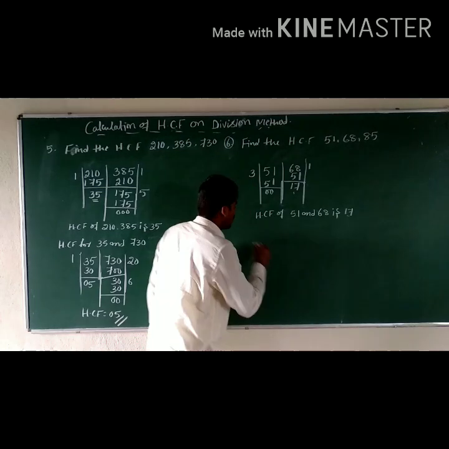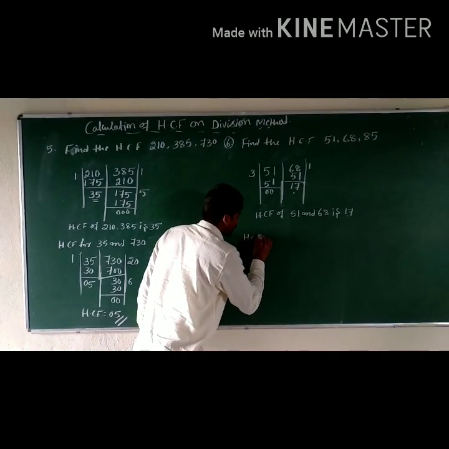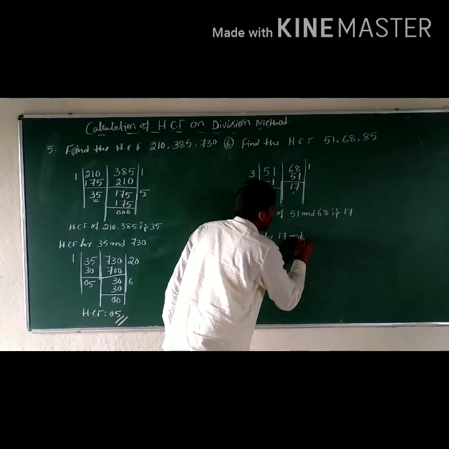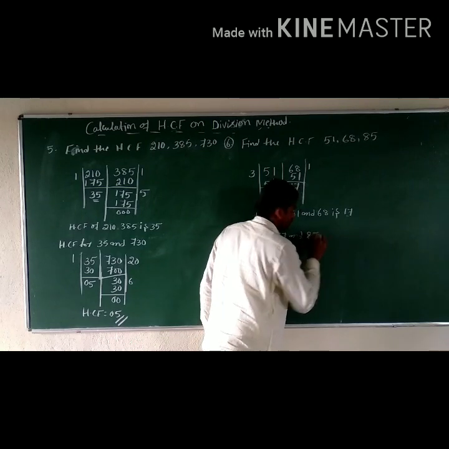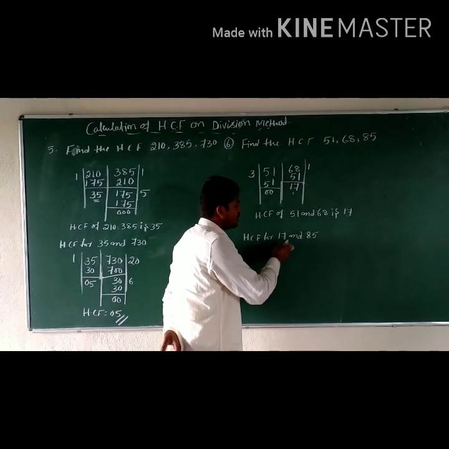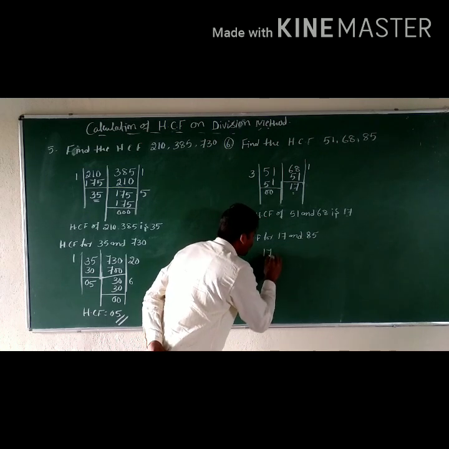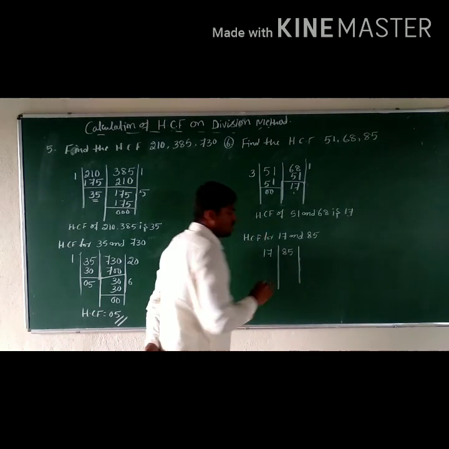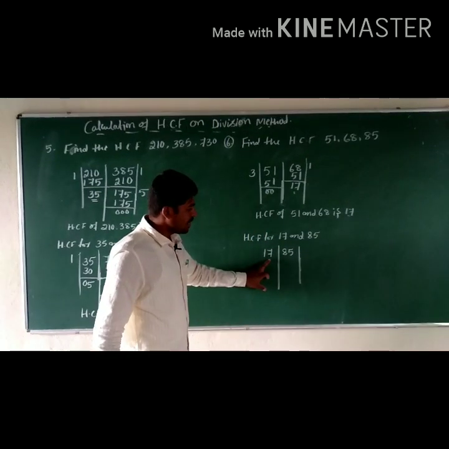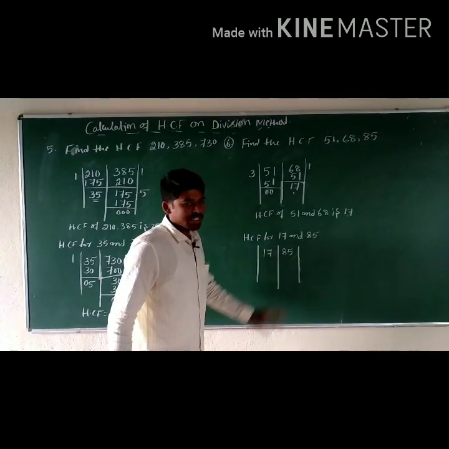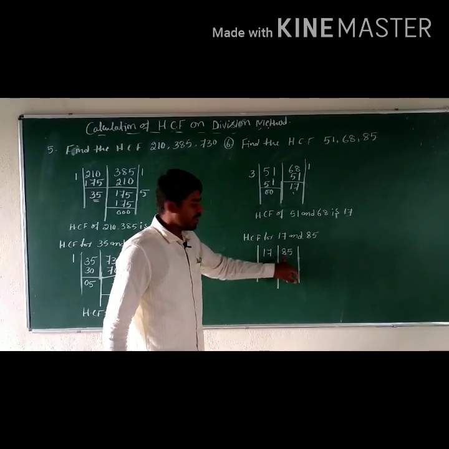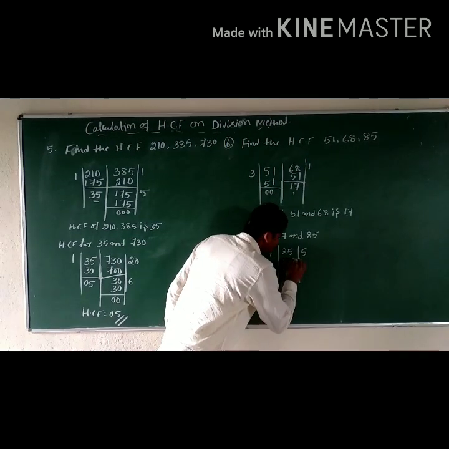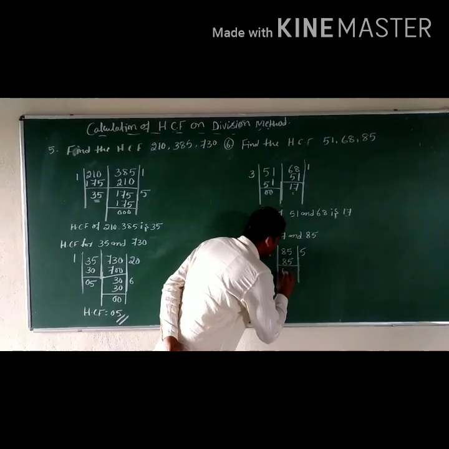Now we calculate the HCF for this 17 and 85, and solve in the same manner. 17 is the lowest value and 85 is the highest value. We divide the highest value with the lowest value. 17 5s are 85. Now we get 0.